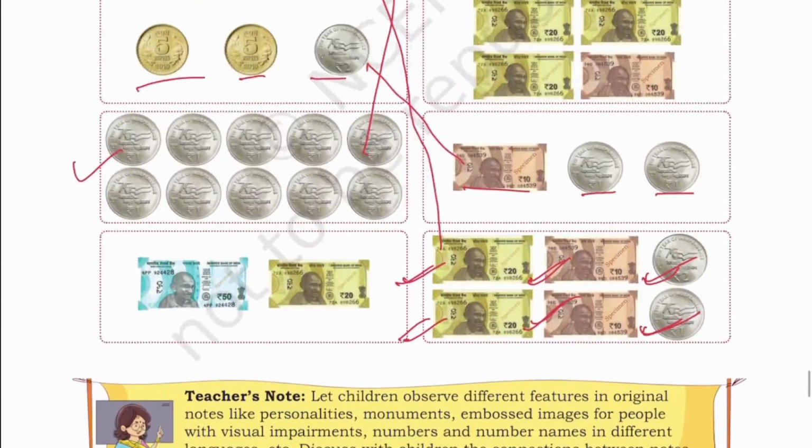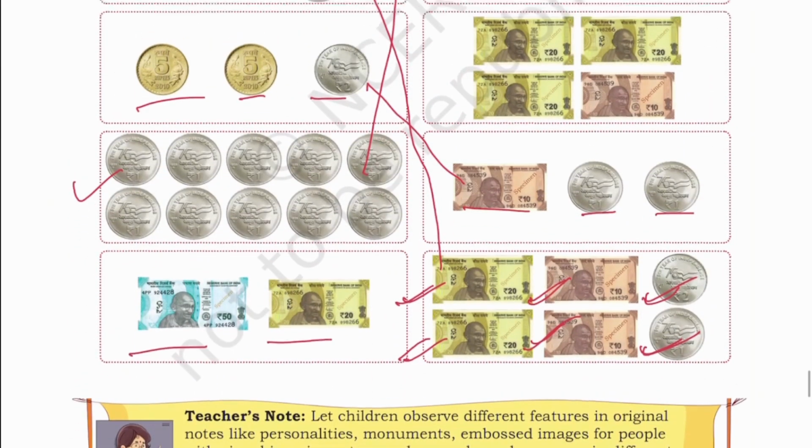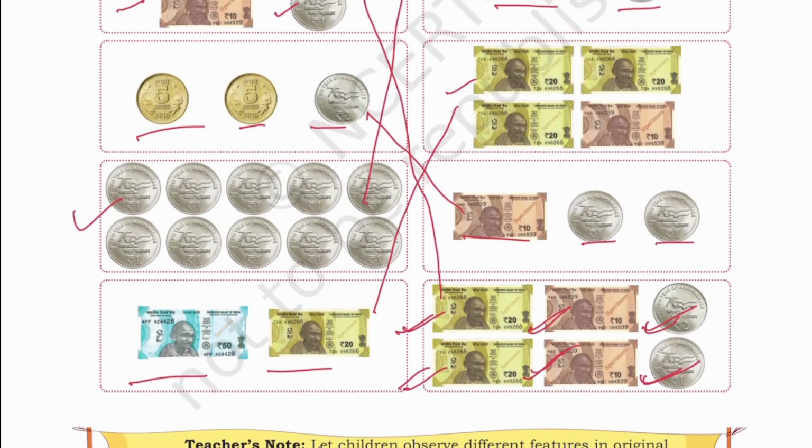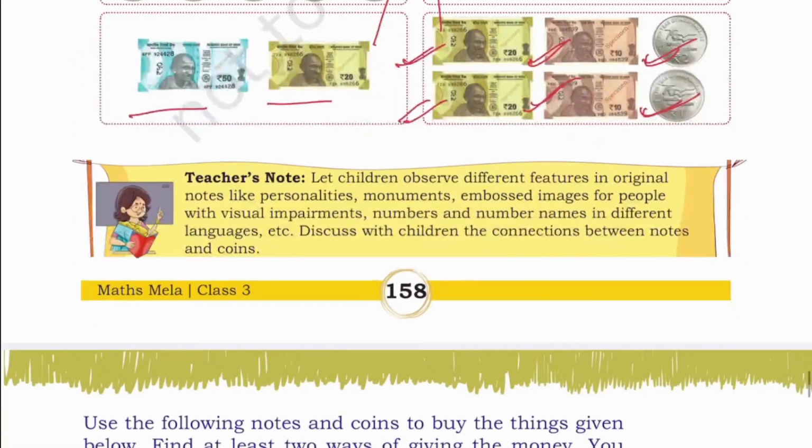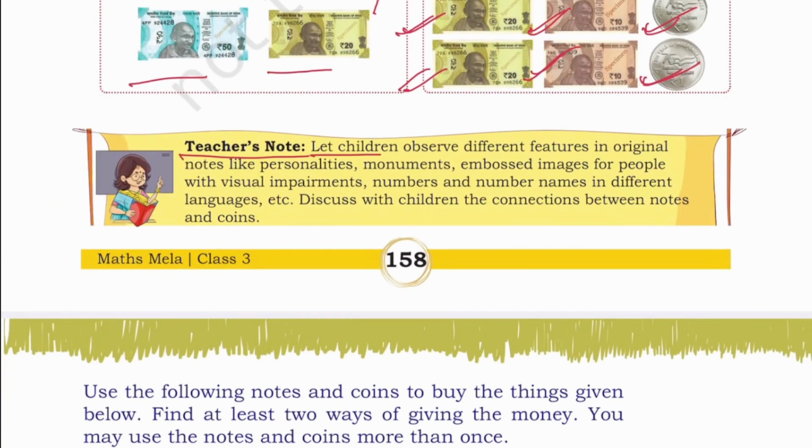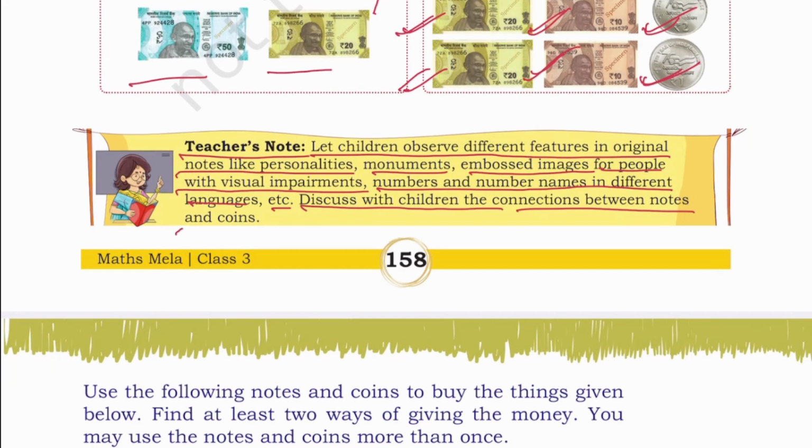Similarly, 50 plus 20, that is 70. 70 could be made using 20, 20, 40, 20, 60 and 10, 70, or three 20 rupee notes and one 10 rupee note. Teacher's note: let children observe different features in original notes like personalities, monuments, embossed images for people with visual impairments, numbers and number names in different languages, etc. Discuss with children the connection between notes and coins.